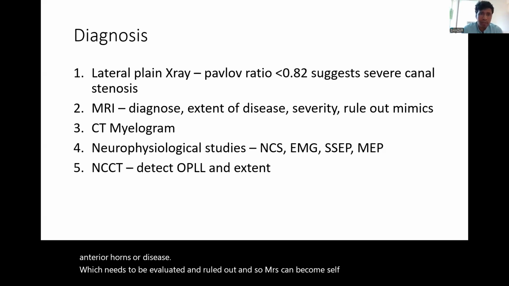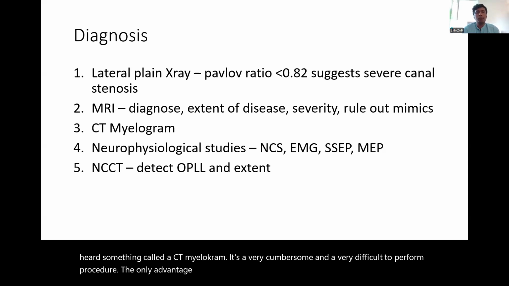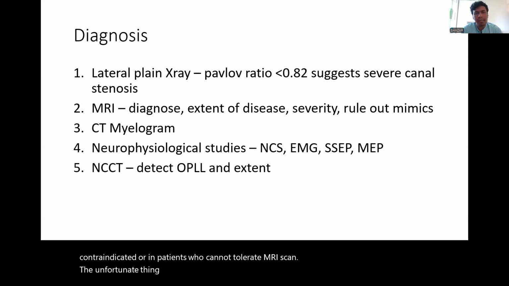I hope you all have heard of something called a CT myelogram. It's a very cumbersome and very difficult to perform procedure. The only advantage of having a CT myelogram is in patients in whom an MRI scan is contraindicated, or patients who cannot tolerate an MRI scan. The unfortunate thing about CT myelogram is that it will help you to diagnose any form of compressive disease, but it will not help you to exclude any other mimics, as I mentioned before.